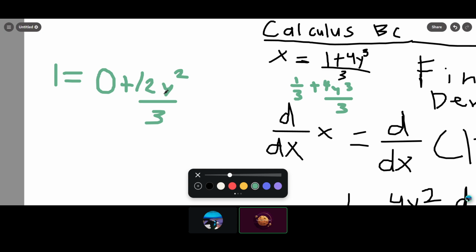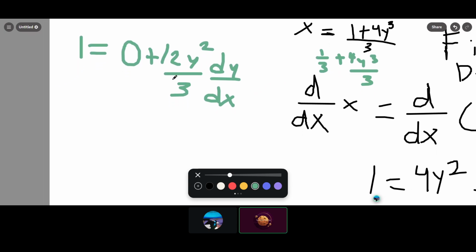So 12y squared over 3, and then do not forget your dy dx, because since we're taking the derivative with respect to x, we got to put this dy over dx, because y is not a variable with x. It's a dy over dx. So now that we have this, we can simplify. We want to isolate for dy over dx.